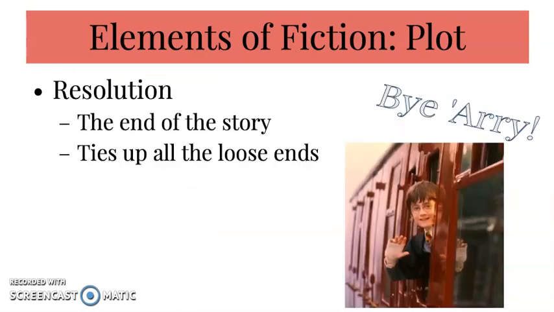And then finally, we have our lovely resolution. Okay, this is the very end of the story when it ties up all loose ends. Of course, we do know that if you maybe are reading a book in a series, sometimes the resolution doesn't tie up all loose ends because it may go on to the next book, but in most cases it does a pretty good job of ending things.